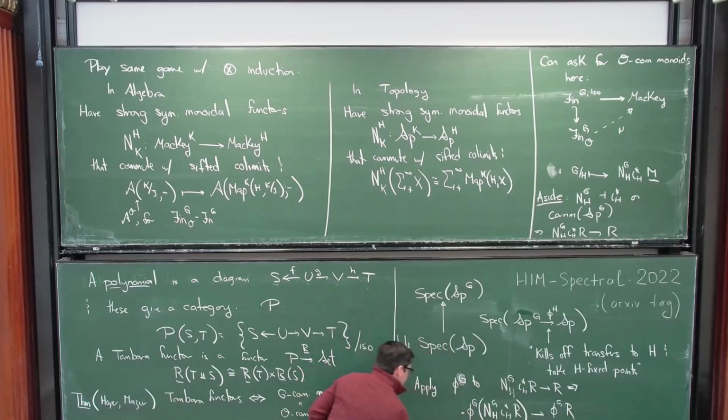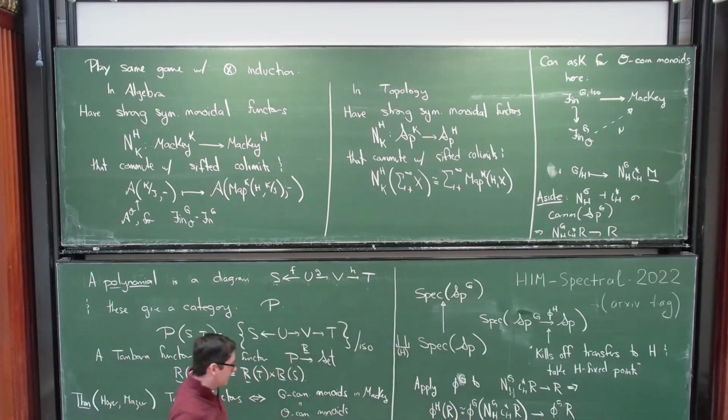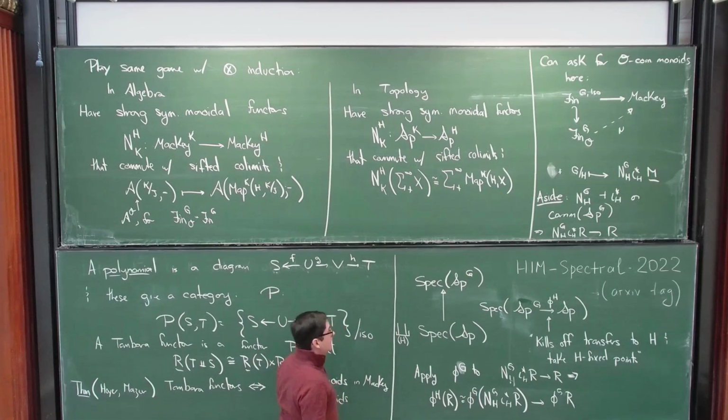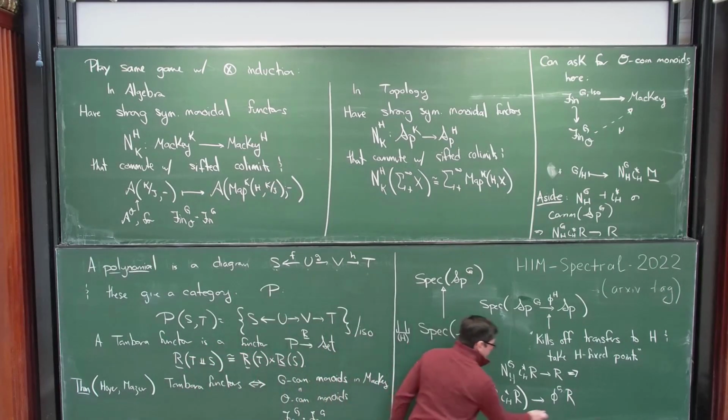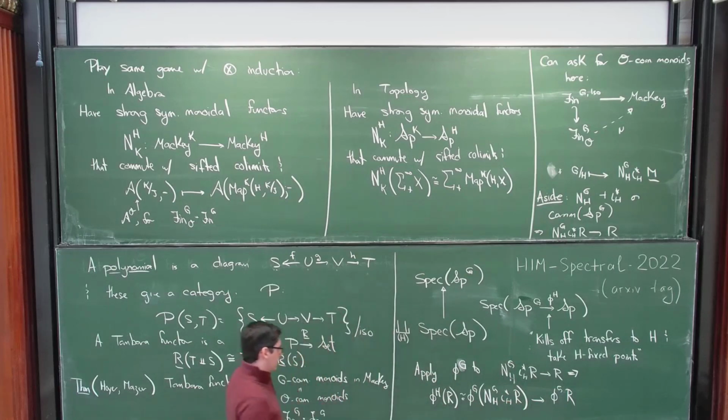And this is the H geometric fixed points of R via a diagonal, which isn't a map of spectra because I have the issue of transfer terms. But once I've killed off the transfer, then the diagonal is a perfectly well-defined map. And I get a map of just ordinary commutative ring spectra from the H geometric fixed points of R to the G geometric fixed points of R.